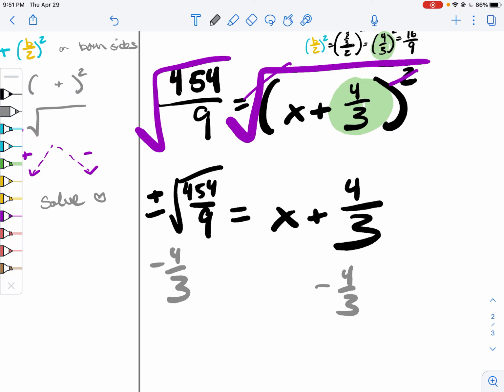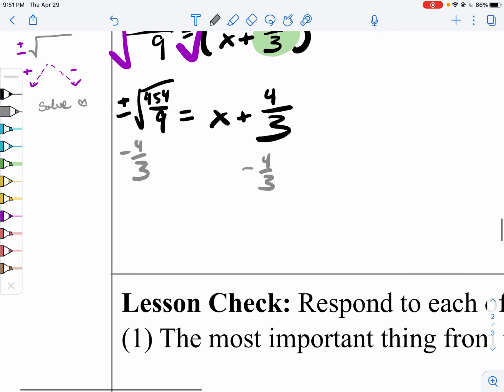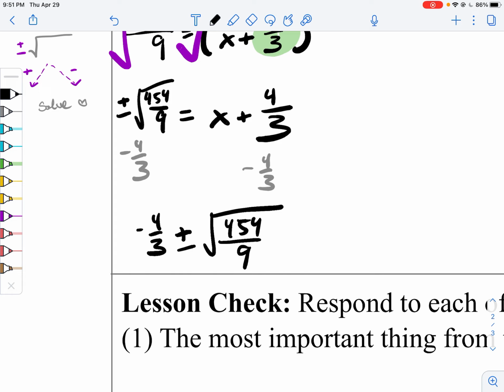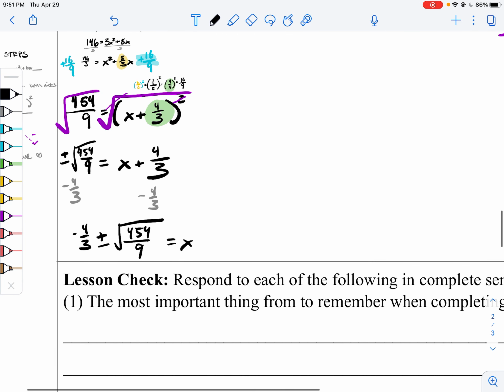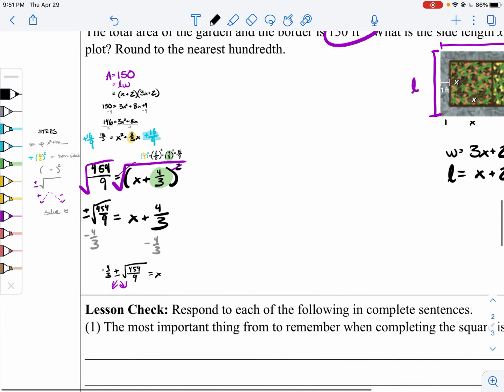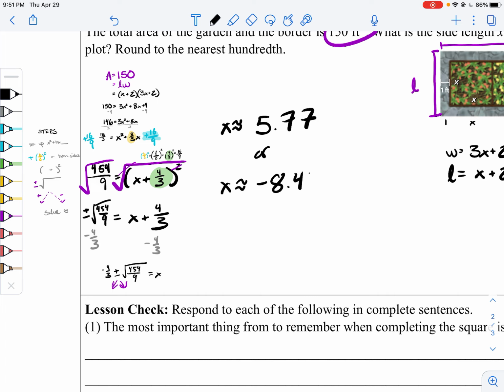Okay, anyway. Subtract 4/3 from both sides. That gives us negative 4/3 plus or minus the square root of 454 over 9. Now I ran out of room to keep going farther. So we get two answers. After we split that, we solve. Here's the result. We get x is approximately 5.77, or x is approximately negative 8.44.